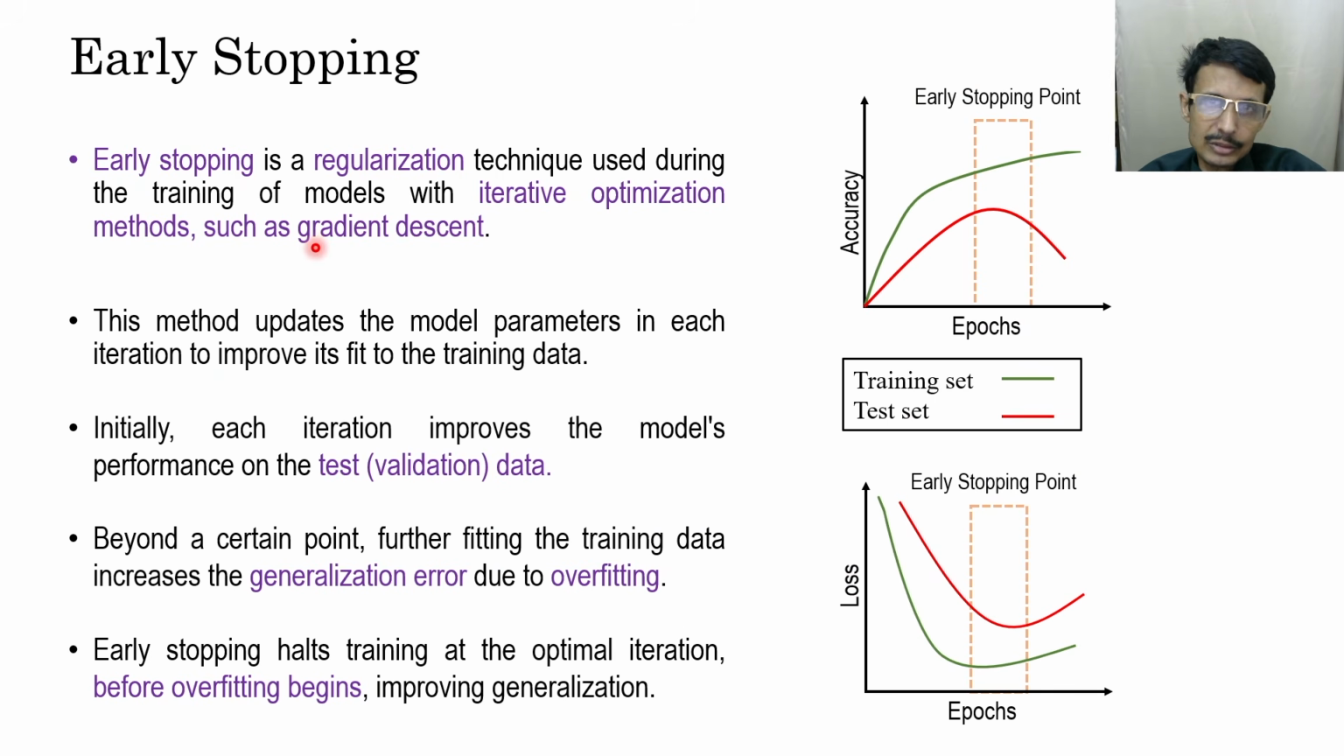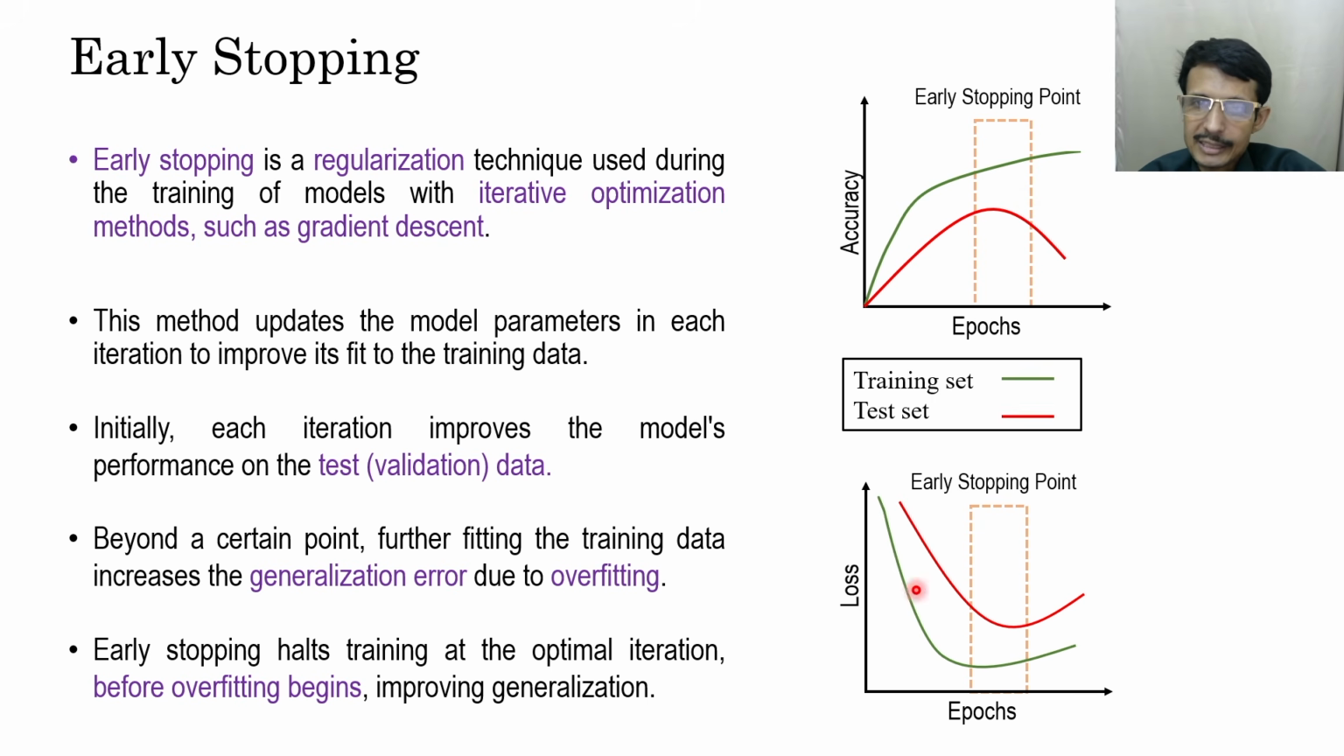Now finally, another technique is called early stopping. Early stopping is a regularization technique used during the training of models with iterative optimization methods such as gradient descent. This method updates the model parameters in each iteration and improves its fit to the training data. How? Initially, each iteration improves the model's performance on the validation set. And beyond a certain point, you can see here, this is the early stopping point. This is accuracy. It starts decreasing, so we stop here.